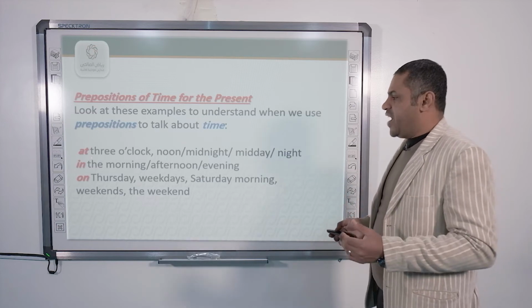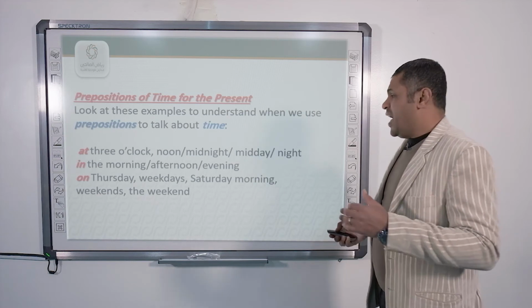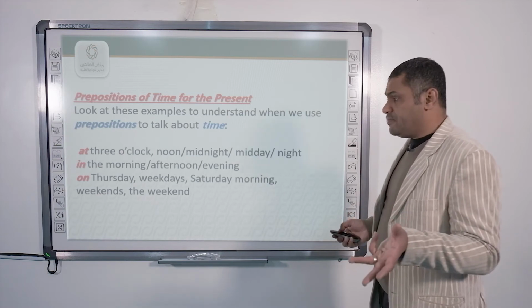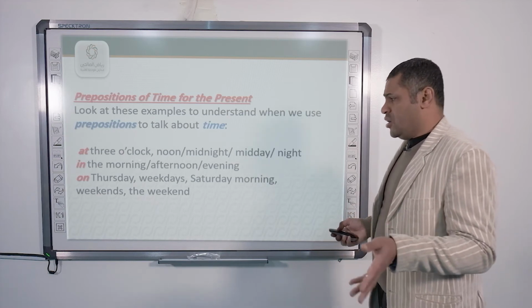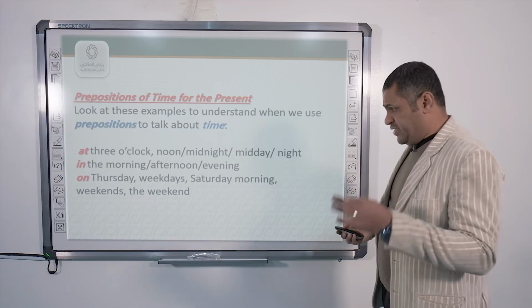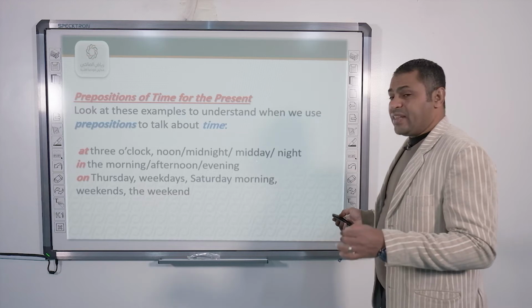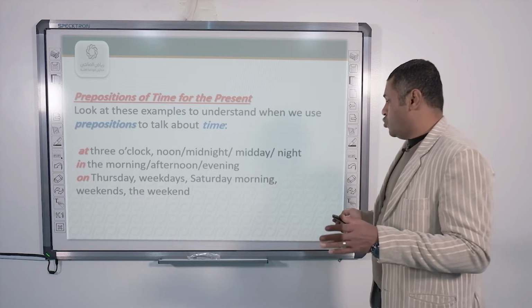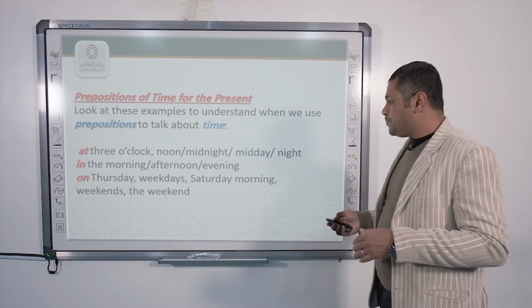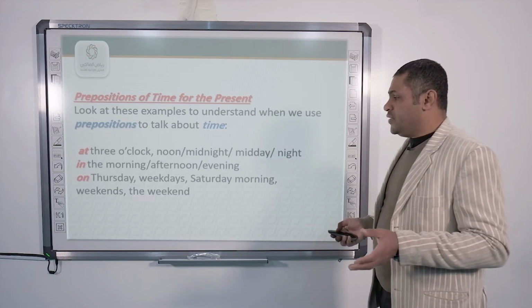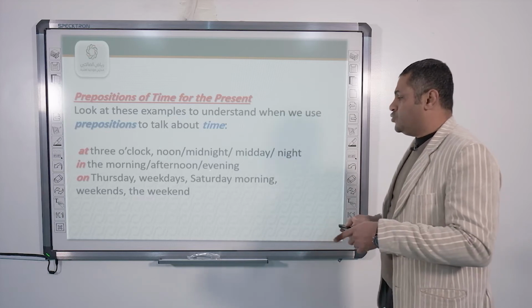بالوقت. At, in, and on. At with time expressions: at 3 o'clock, at noon في عز الظهر, at midnight في منتصف الليل, at midday في منتصف النهار الساعة 12 ظهرا, at night ليلا. However, we use in with in the morning, in the afternoon, in the evening.